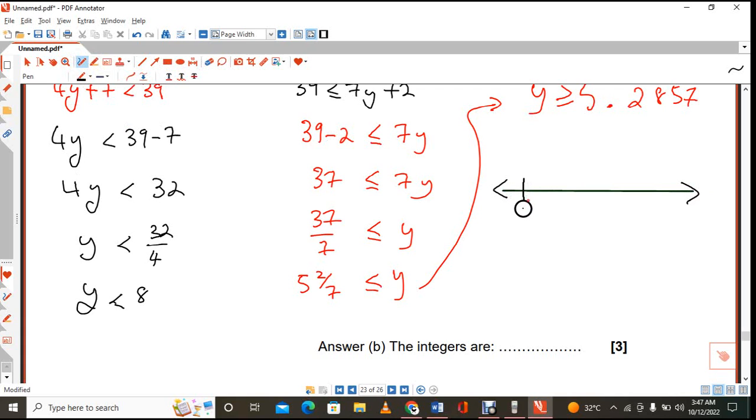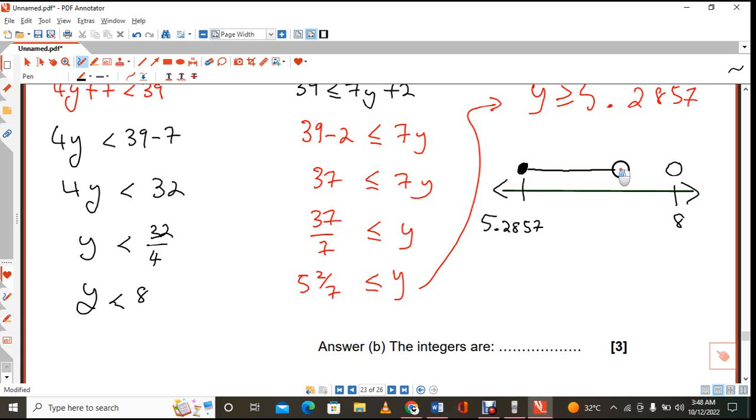The smaller number, this 5.2857, will be somewhere here. 8 will be somewhere here. So it says that y is less than 8. When it's less than 8, we open there. Y is greater than or equal to, so this one here will be included.